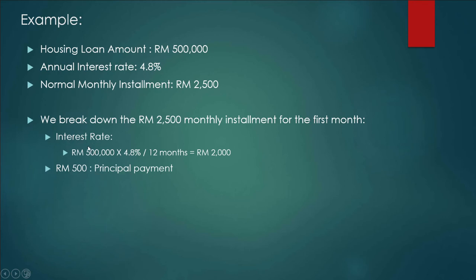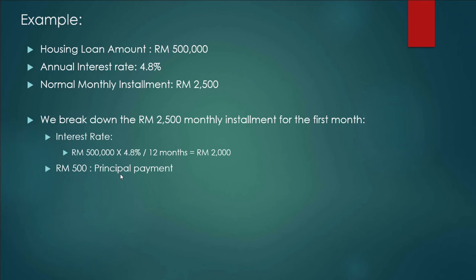The interest part is very easy to calculate. You just take your loan amount, multiply by 4.8%, your annual interest rate, and divide it by 12, because there are 12 months in 1 year. So for the first month, you will be paying 2,000 ringgit for the interest alone. So when you pay 2,500 ringgit a month, you are only reducing the principal amount by 500 ringgit.